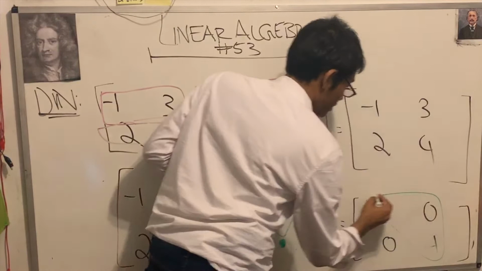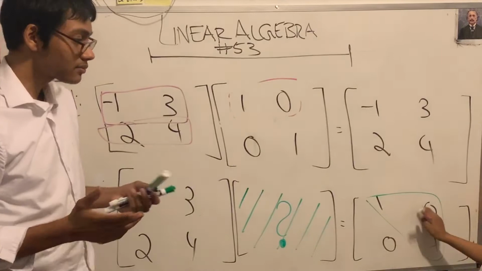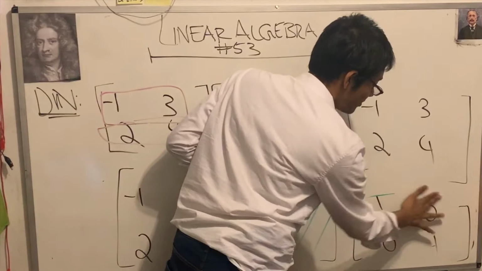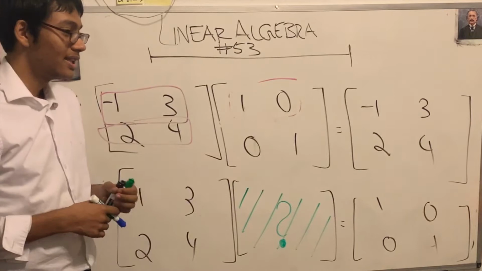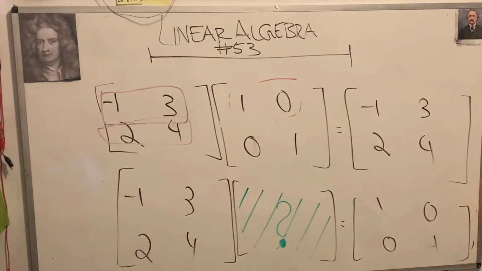Upper triangular. No, it comes in upper diagonal. Not only that, but the identity matrix is also symmetric. So the identity matrix is like the best kind of matrix you want. So if you can transform any matrix into the identity matrix, it's a very, very, very powerful tool. That's why the inverse is so important. And that's what I'm going to be introducing today in our lesson.